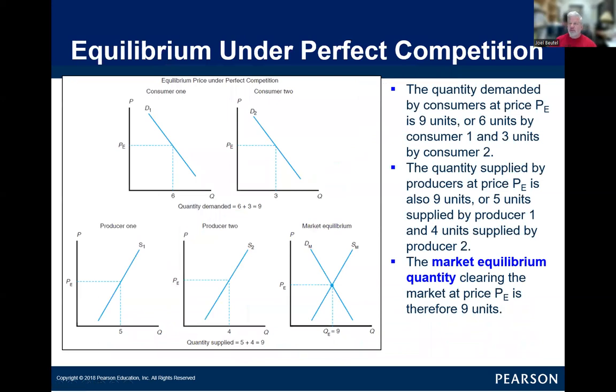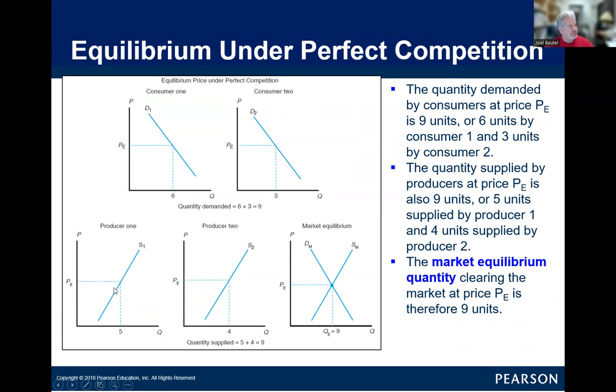So equilibrium price determination with perfect competition means that we're going to sell at what's called a market clearing price or a market clearing quantity, right? So the price will be the same and the quantities will be the same. So the amount supplied in the market will equal the amount demanded. So if we have two consumers and two producers, then what we find is if consumer 1 wants 6 at the equilibrium price and consumer 2 wants 3, then the total quantity demanded is 9.